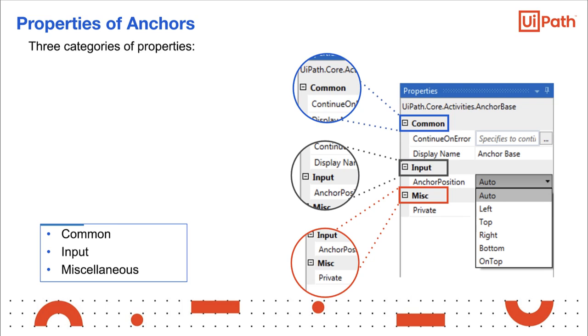Under the input category, there is one option called anchor position. This is one of the key properties of anchor, and we will discuss this in detail in the next slide. Under the miscellaneous category, there is one property of private. If this property is selected, then variables and arguments will not be logged at the verbose level. Verbose level logs the values of variables and arguments. It also makes log entries every time a process starts or ends.